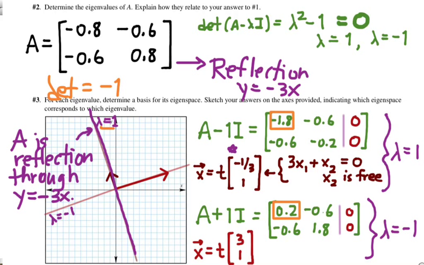But we didn't know that until we determined what its eigenvalues and eigenvectors were. Having eigenvalues of only plus and minus 1 is what makes it a reflection. That negative 1 tells us the direction that's being reflected. The 1 tells us the direction that's staying the same.